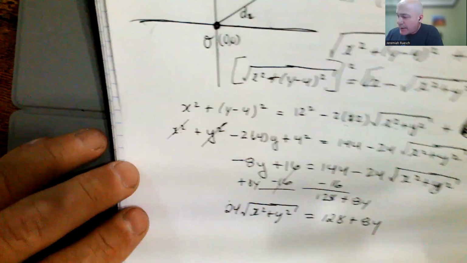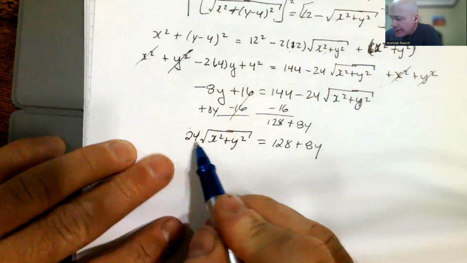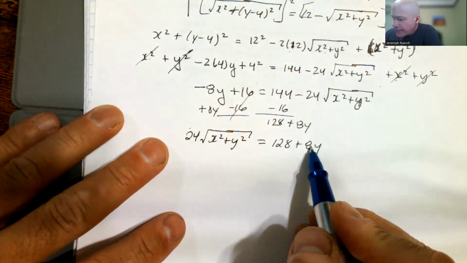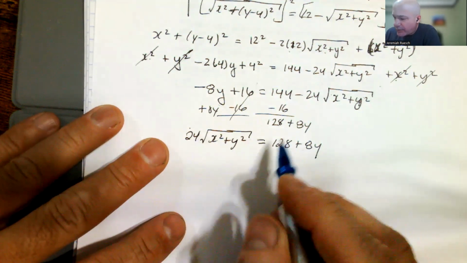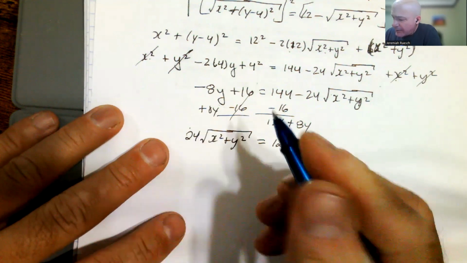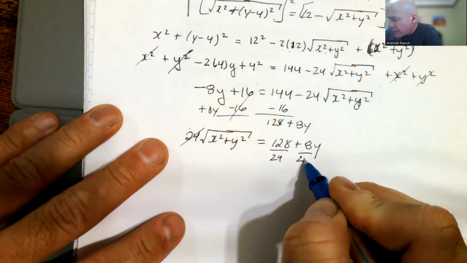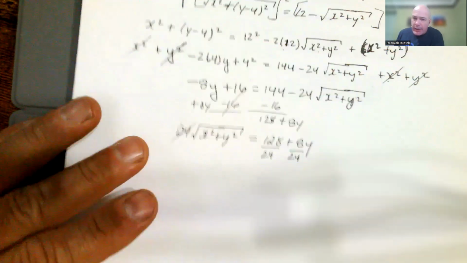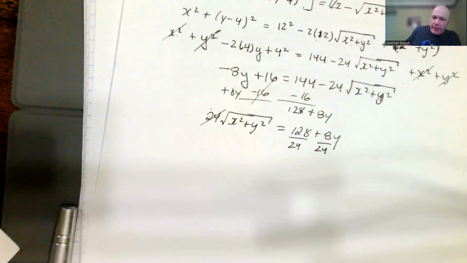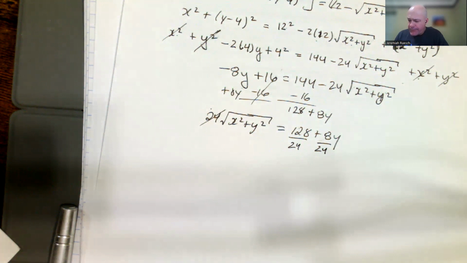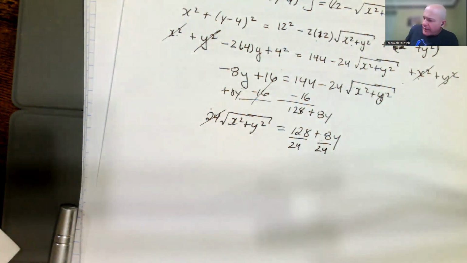Okay. Now I notice that at least a 2 goes into each of these terms. So I can at least divide by 2, but I'm going to divide everything by that 24. Okay. I don't know if 24 goes into 128. I'm thinking that would be a good calculation to do, but I don't think it goes in evenly.